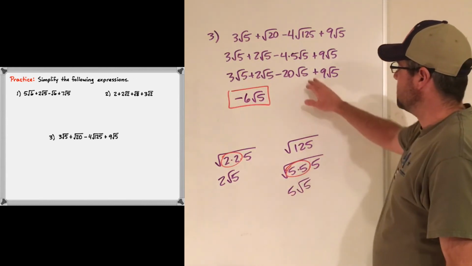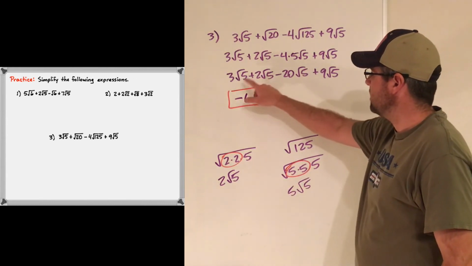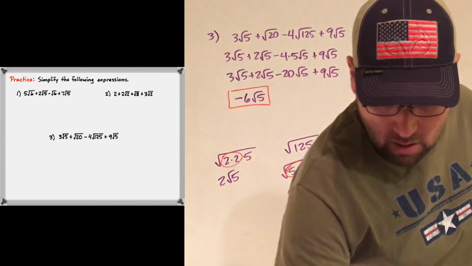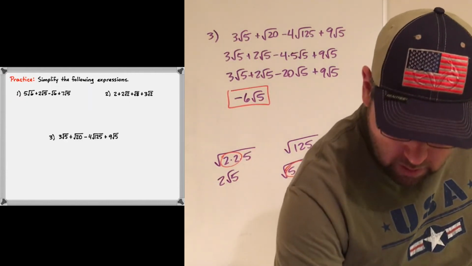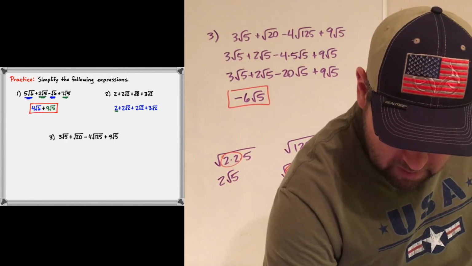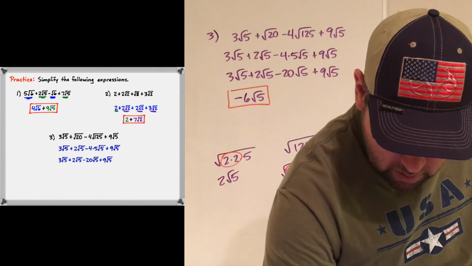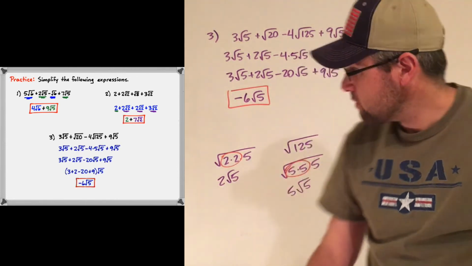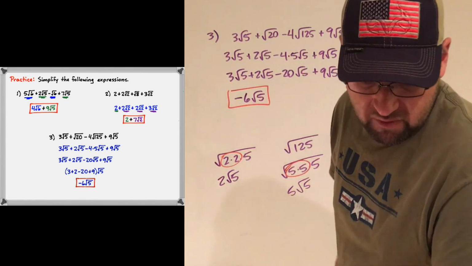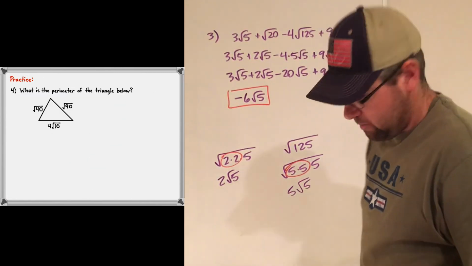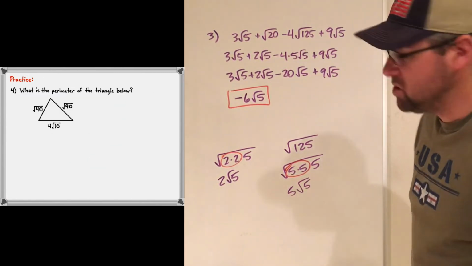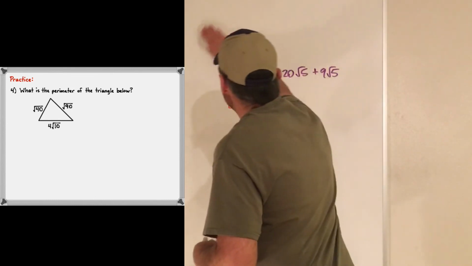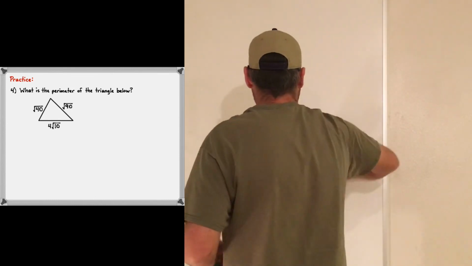Let's see, let me double check that. Negative 11, negative 9, negative 6 rad 5, that's correct. All right. Okay, so that wraps those problems up. Make sure I'm right on this one, negative 6 rad 5, so we're good there. And we have one more problem to go over here, and there's a little bit of an application to geometry. So go ahead and pause the video and see what you come up with, and then come back and compare.